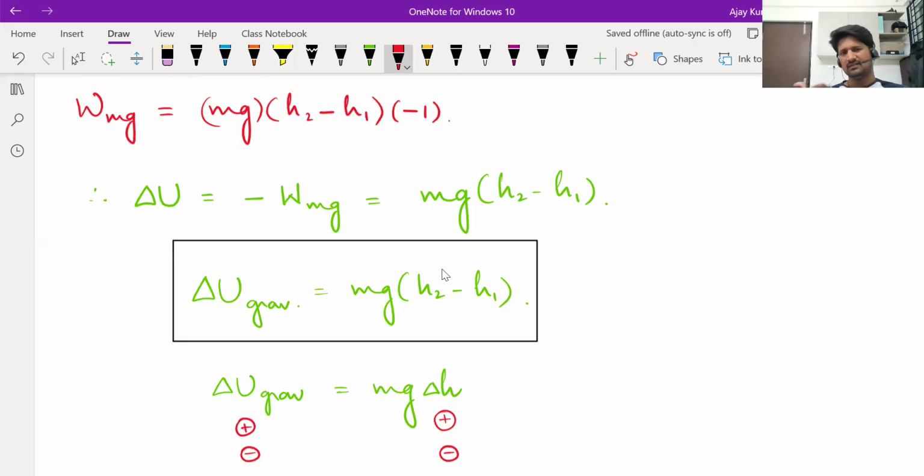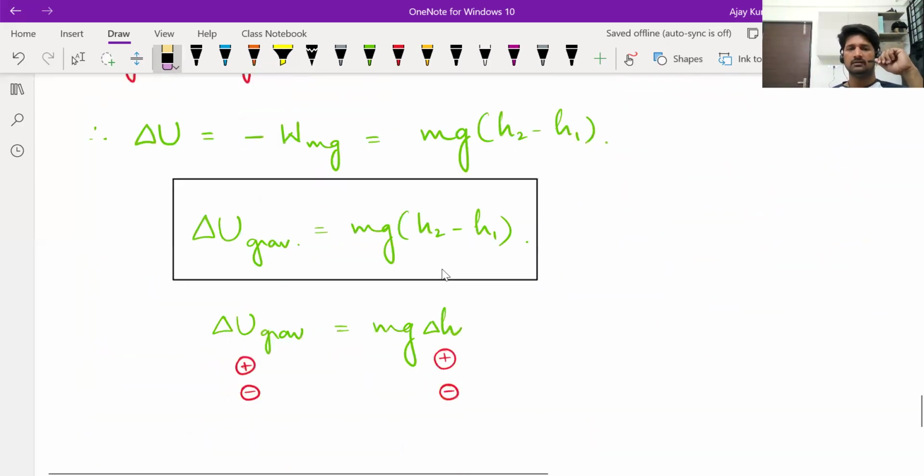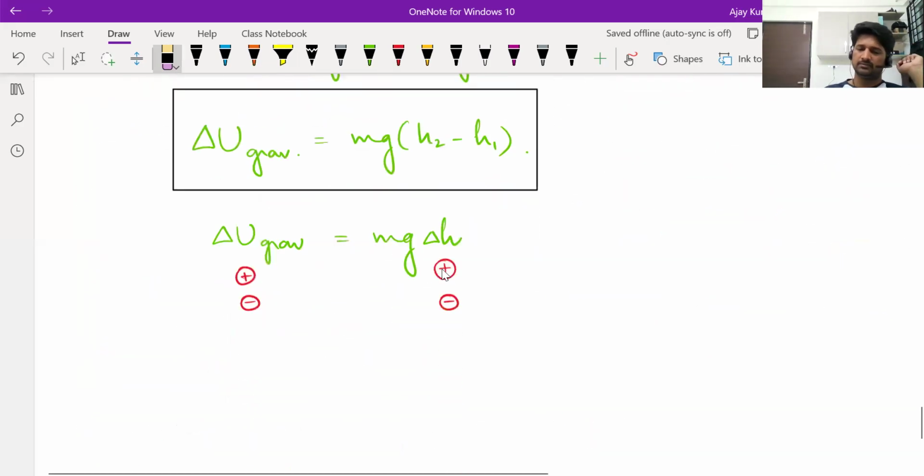Loosely we will say it's the object's potential energy that is changing, but you must remember that potential energy is never for a single object, and this mass gets some potential energy because of the gravitational force exerted by the earth. So potential energy does not belong only to that mass, it belongs to the mass and earth system. And when you lift an object to a certain height, its potential energy changes by mg into delta H.